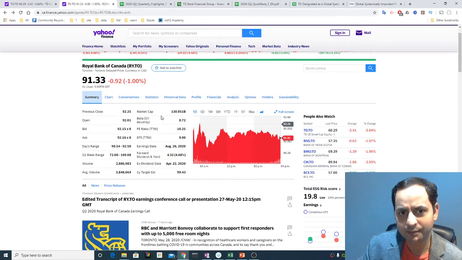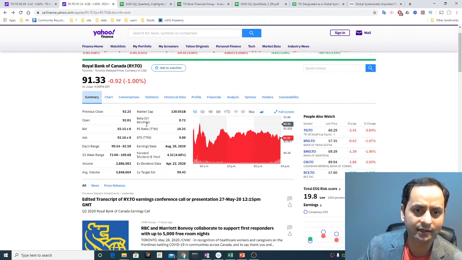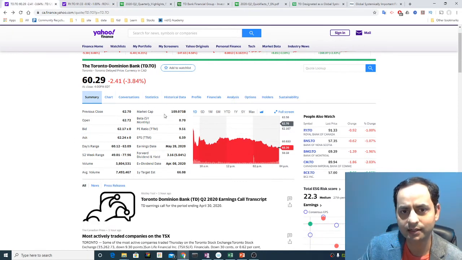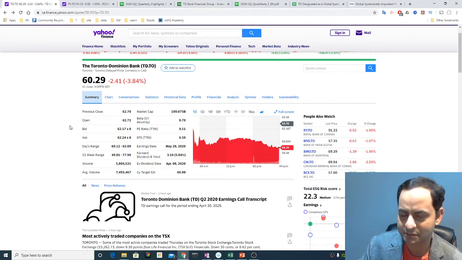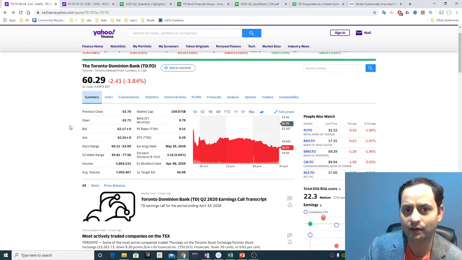And the market cap, if you want to go today and buy the whole RBC, in terms of market cap, that's $130 billion you need to spend to get the whole RBC, right? The TD is 109. So from the market cap perspective, if you want to rank the stocks, then RBC places number 1, and TD comes as number 2, right? If you just compare from that perspective.